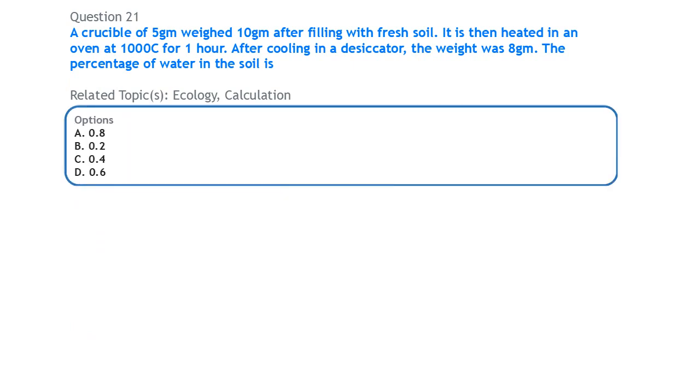Okay, the next question requires calculation. A crucible of 5 gram weighed 10 gram after filling with fresh soil. It is then heated in an oven at 100 degrees Celsius for 1 hour. After cooling in the desiccator, the weight was 8 gram. The percentage of water in the soil is.